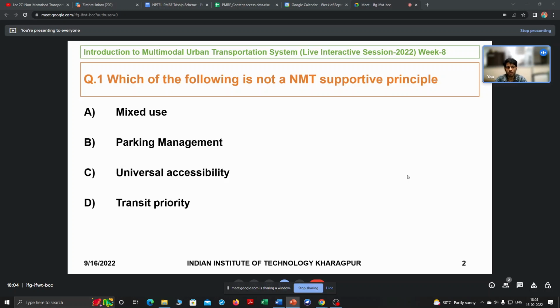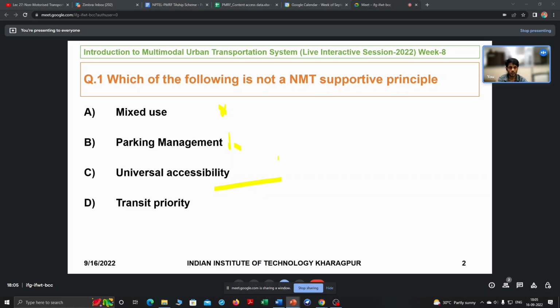If you see mixed use or mixed land use, suppose you have an NMT facility and your home is nearby, then you have an NMT facility and then you park a vehicle, then you use a public transportation system or transit priority system if it is there. So it's a kind of interlinked, right? It should support those kind of facilities. But in case of universal accessibility, which means that everyone starting from children, then the older people, even the specially abled people, should be able to use the NMT facility, but that's a part of NMT guidance factors, not this. So your answer would be C.